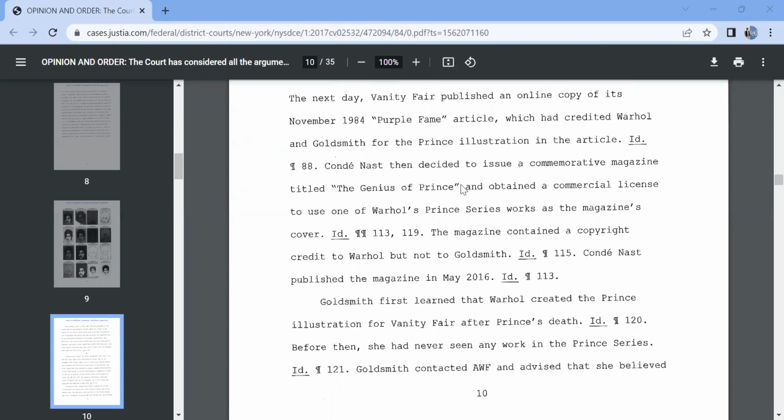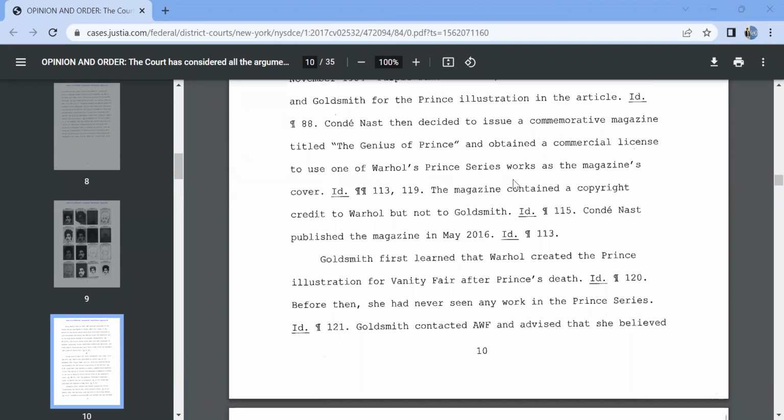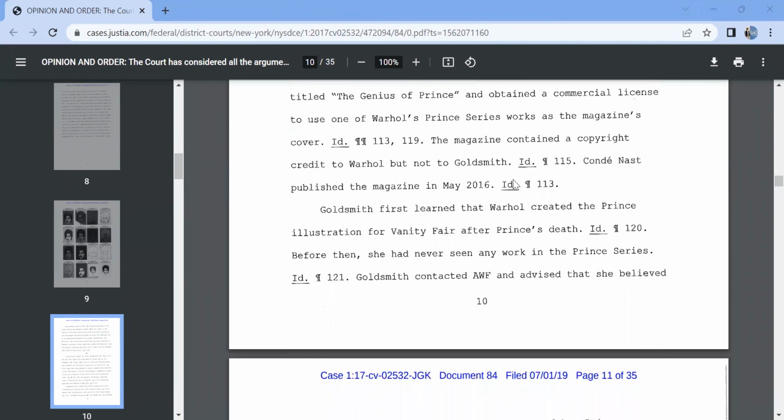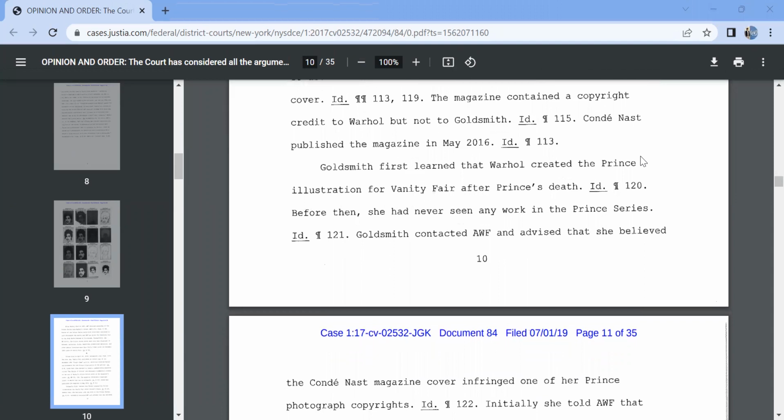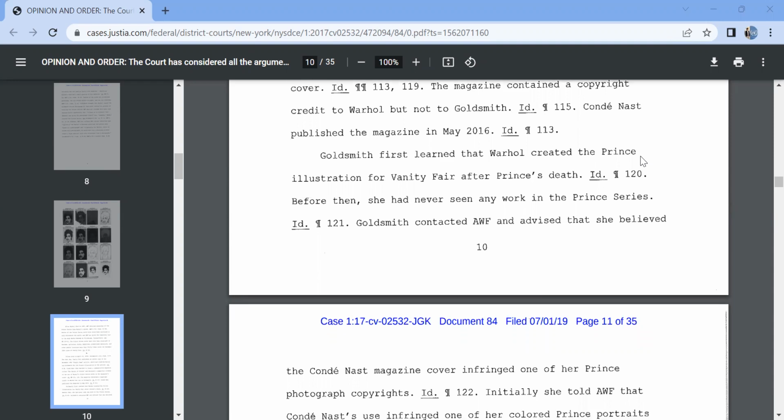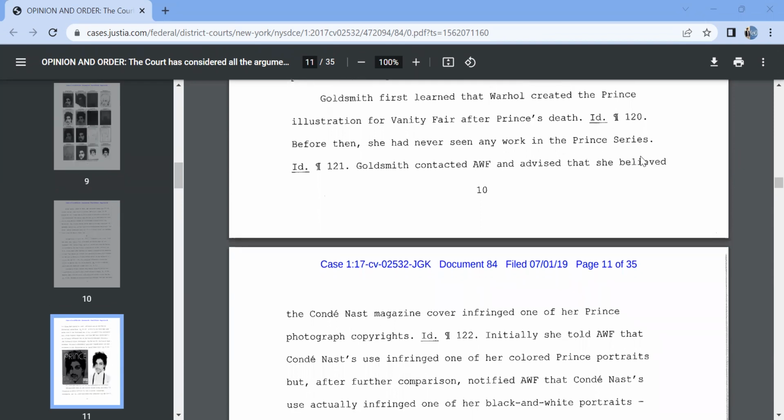Condé Nast then decided to issue a commemorative magazine titled The Genius of Prince and obtained a commercial license to use one of Warhol's print series works as the magazine cover. The magazine contained a copyright credit to Warhol, but not to Goldsmith. Condé Nast published the magazine in May 2016. Goldsmith first learned that Warhol created Prince illustrations for Vanity Fair after Prince's death.